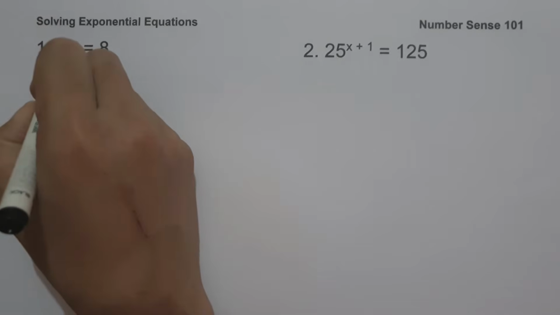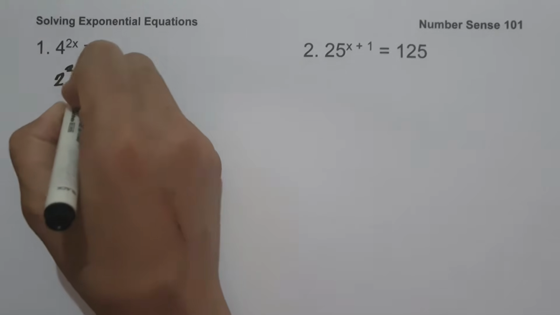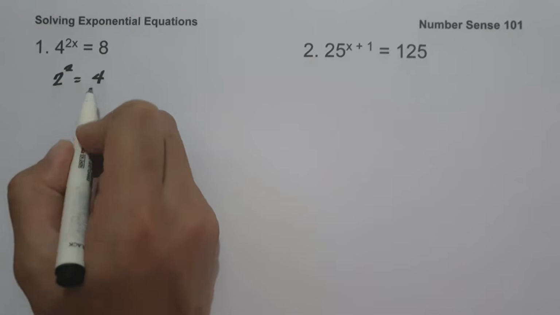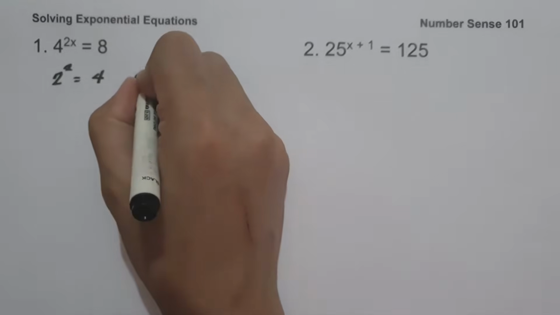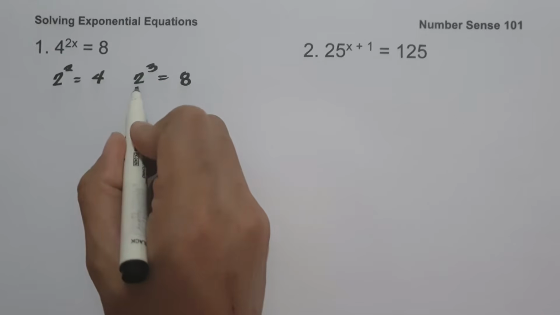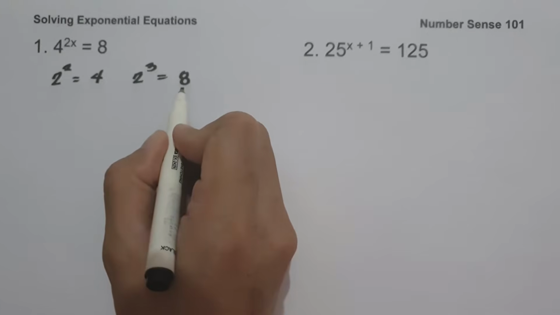We all know that 2 raised to 2 is equal to 4. If you are going to multiply 2 to itself, that is 4. And 2 raised to 3 is equal to 8. If you are going to multiply 2 3 times to itself, it will give us 8.